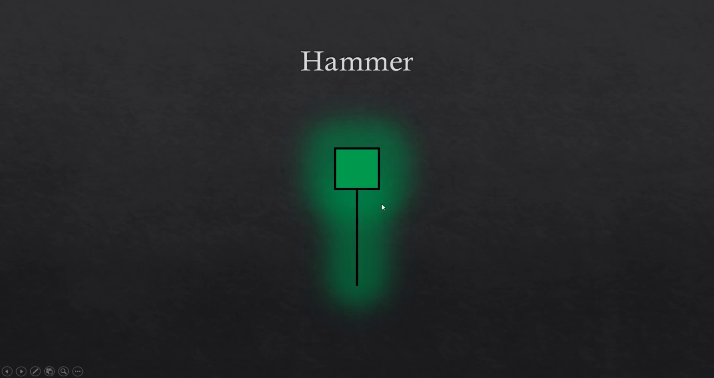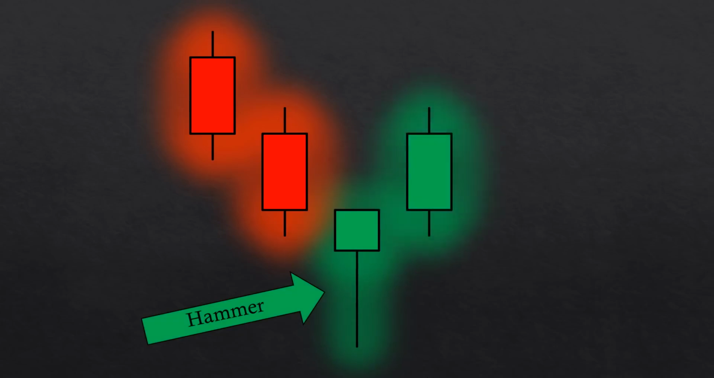The large lower tail signifies the fact that sellers had the control, but buyers were able to overcome that. If buyers are able to do that, it means there is more buying pressure than selling pressure on the candlestick. The way a hammer generally appears in a price chart is when the price is going down, then a hammer appears, and immediately after, price begins going up.